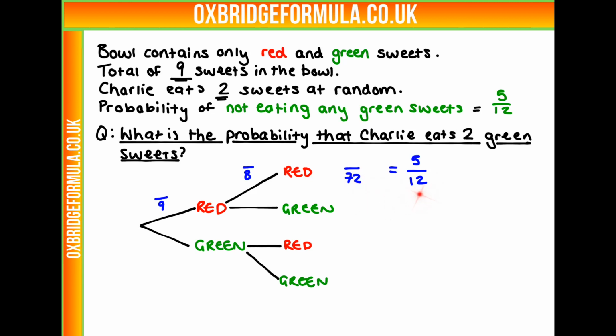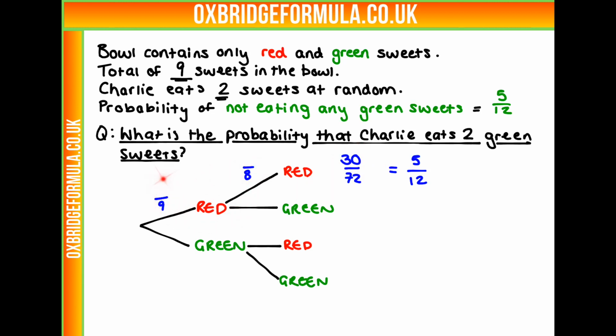72 divided by 12 is 6. So that must mean we have to times 5 by 6. And we get 30/72. So that is another way of writing our probability of picking 2 red sweets using our numbers here. And this will allow us to figure out how many red sweets we have either time.